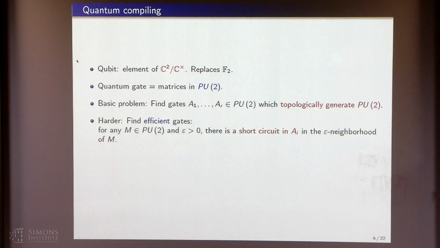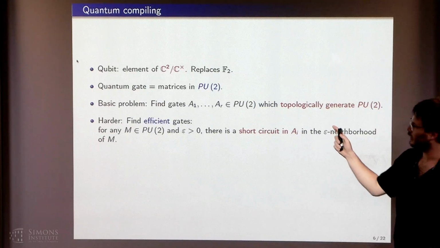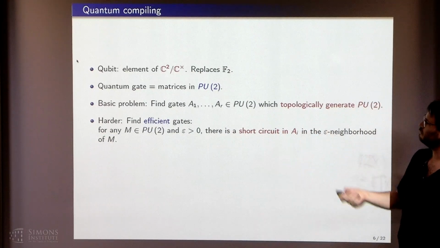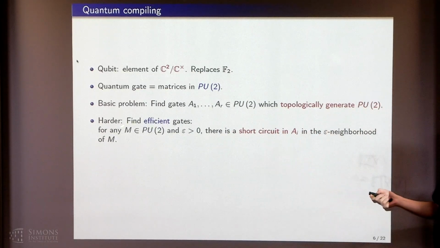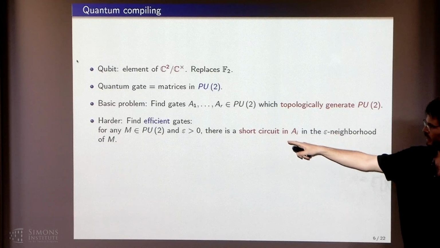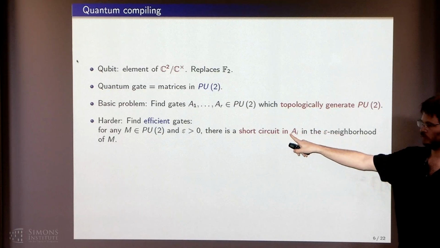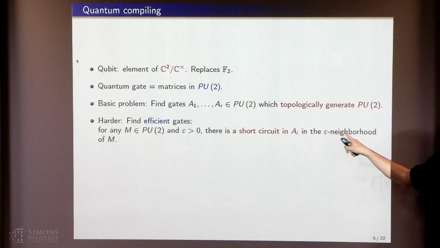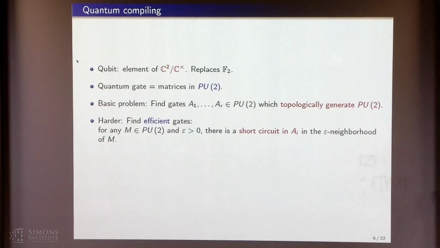But we want to do better. So a bit harder, or could be much harder, is to find efficient gates. By efficient, I mean I don't want these gates only to generate PU_2. I want them to generate it efficiently. So for any matrix M I give you, and some epsilon, I want to find a matrix in the epsilon neighborhood of M, but I want this matrix to be a short circuit. So I want to have a short word in the gates which is epsilon close to this M. And then you can work out what is short.